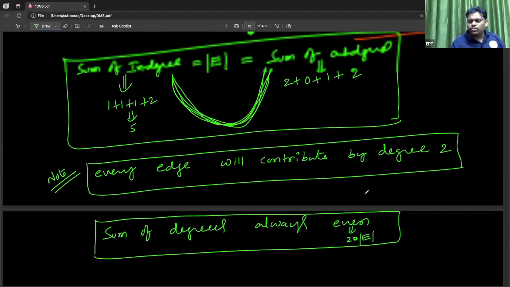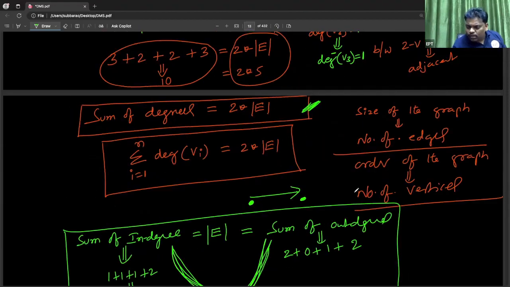These are small things. Here itself I can write: it is even. Sum of degrees is even because of 2 into something. Anything you can write as 2 into something is even.